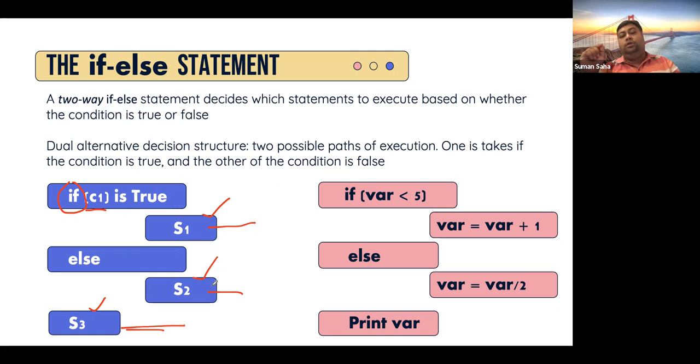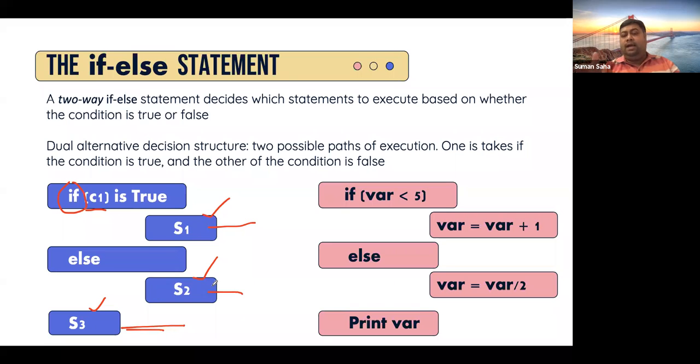If the condition is true, then you will execute statement 1. If the condition is false, you will execute statement 2. And finally, you will execute statement 3. So it doesn't matter whether it is true or false, statement 3 will always be executed because that is outside of the control structure. That is not part of the if statement. That is just some other statement.